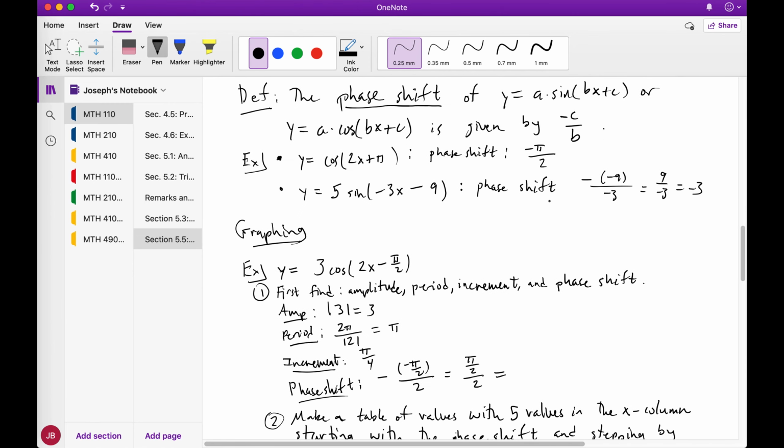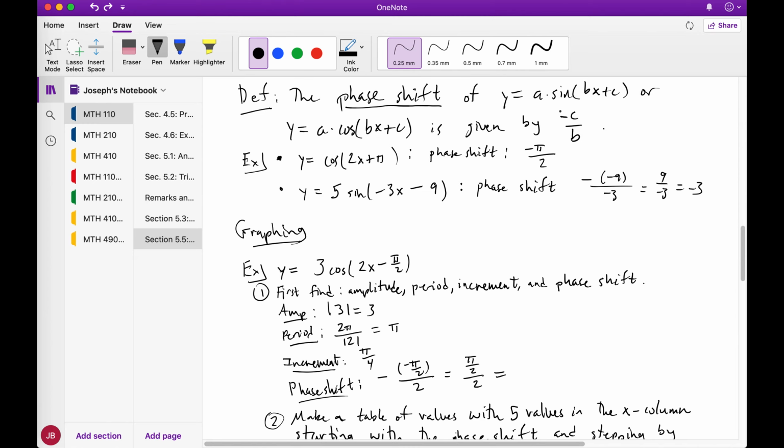All right, the last piece of information we'll need before we get to graphing is something called the phase shift, and this is essentially the horizontal translation of the graph. So it has something to do with this c value here. So the way that you find the phase shift, it's given by minus c over b.